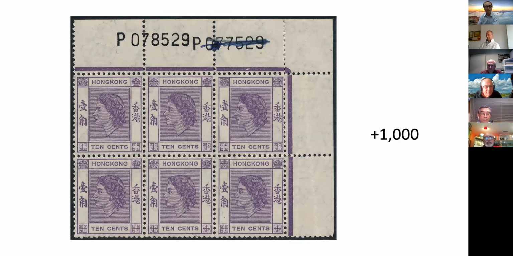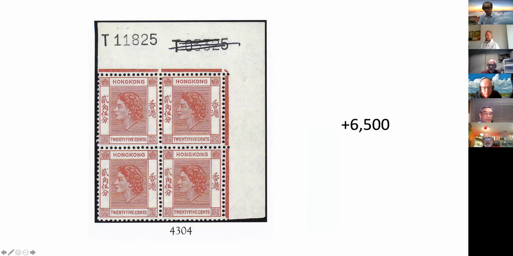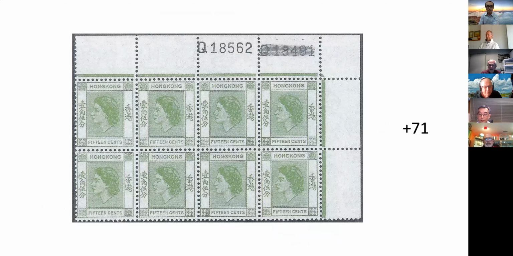So they've had to add 1,000 here. This is odd because one time it was a 6,499 difference, and this time it's 6,500. 6,500 again. It's the same. Production error.